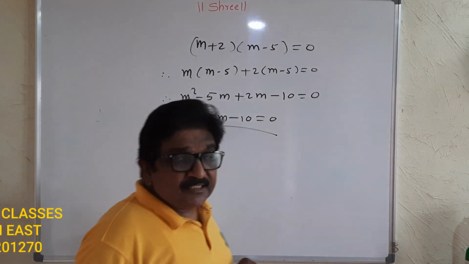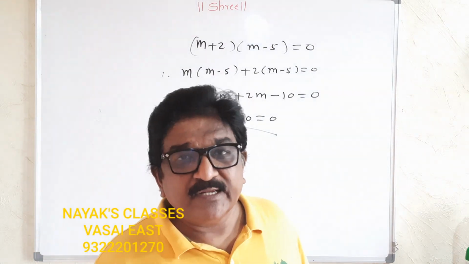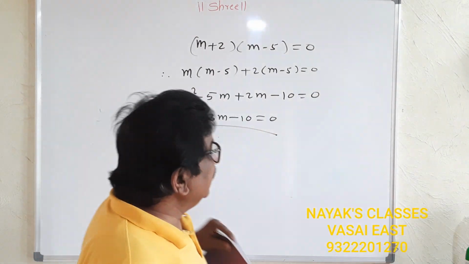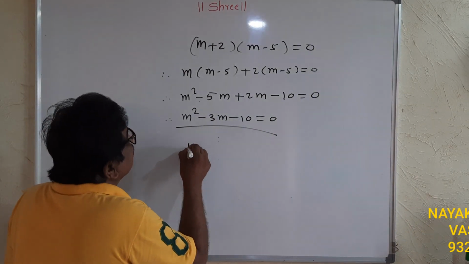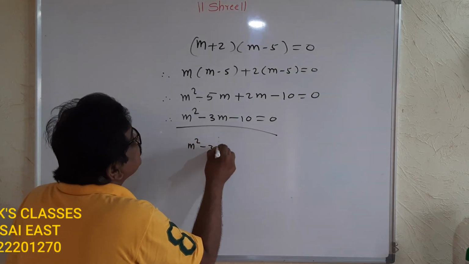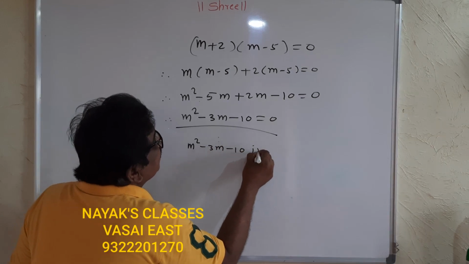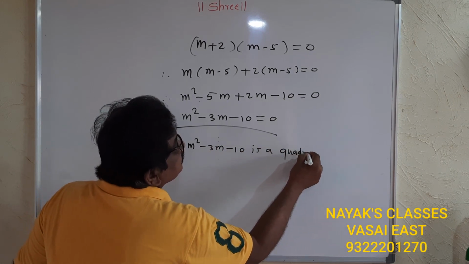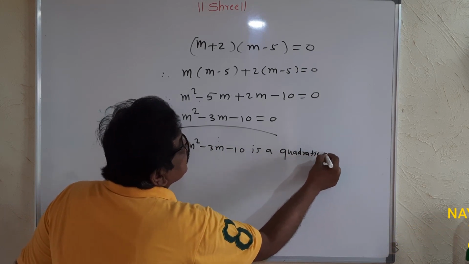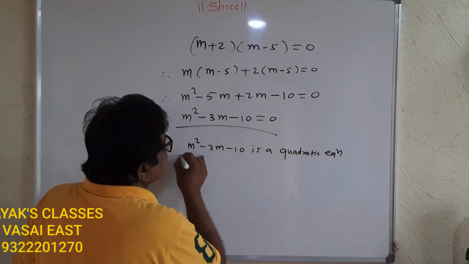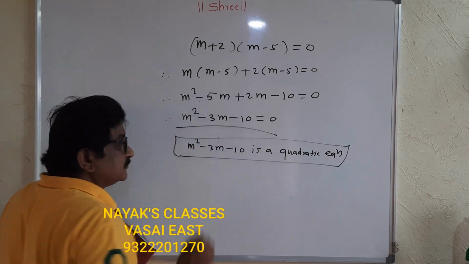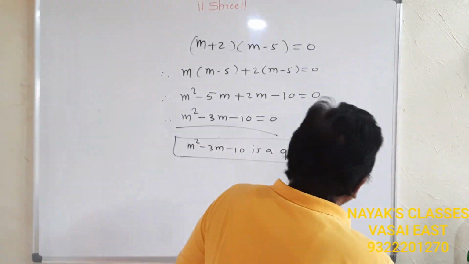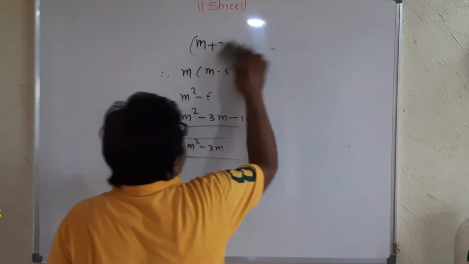So this equation is also following the rules of quadratic equations, and it is a quadratic equation. So the final answer must be like this: m square minus 3m minus 10 is a quadratic equation. Very simple. Next one.